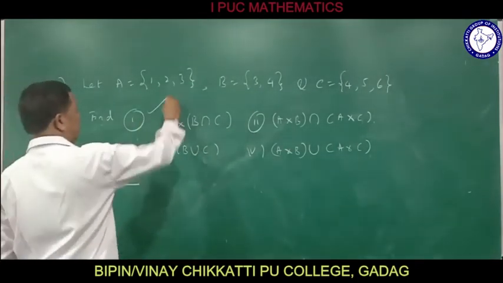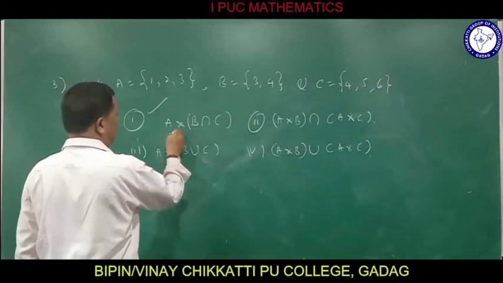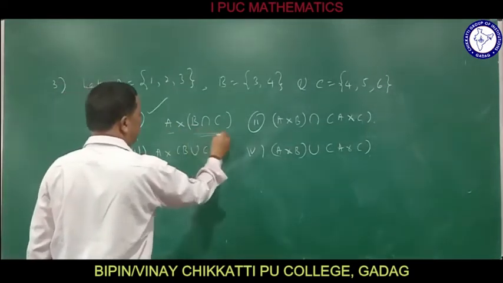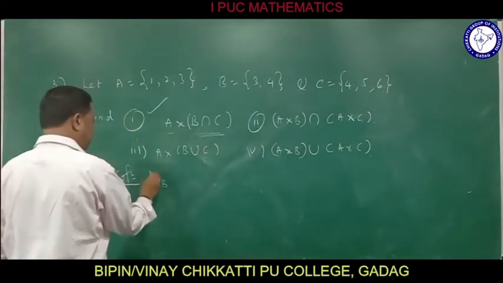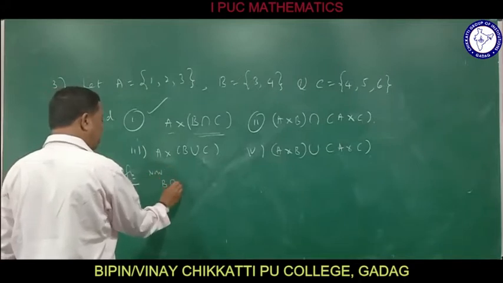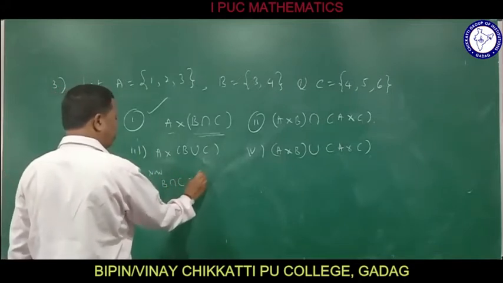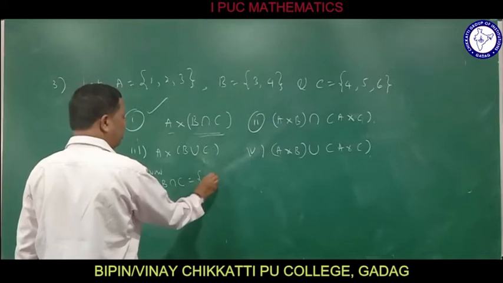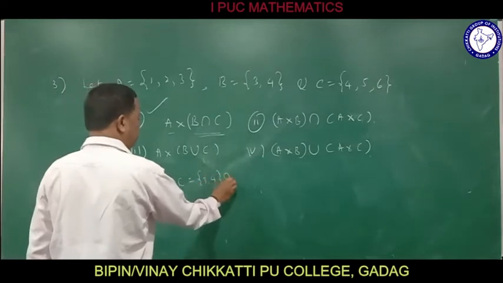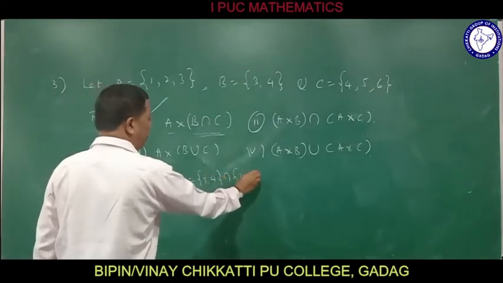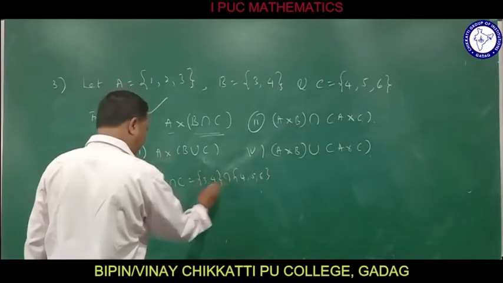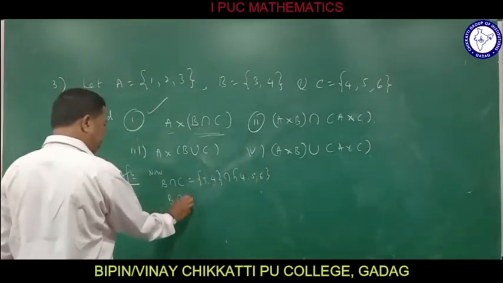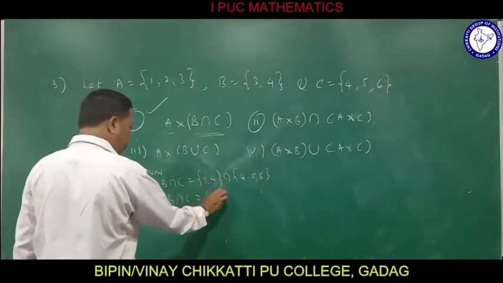First I have to see A cross (B intersection C), the Cartesian product of A and B intersection C. First, you have to find out B intersection C. B is {3, 4}. What is C? {4, 5, 6}. Is there any common element? Only 4 is common.